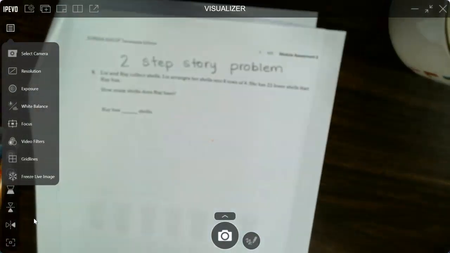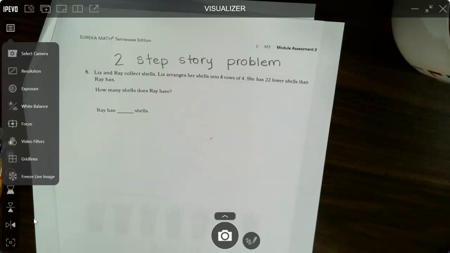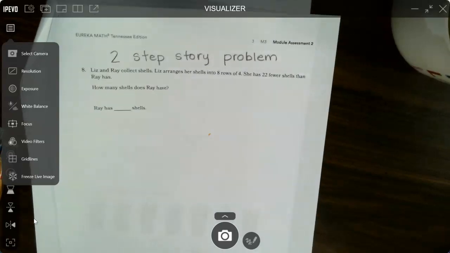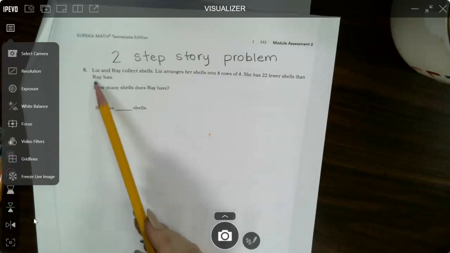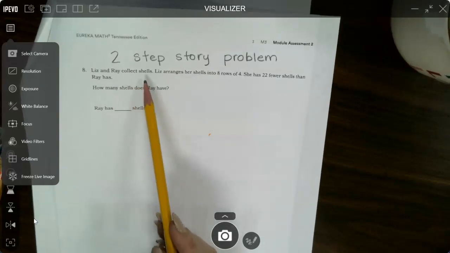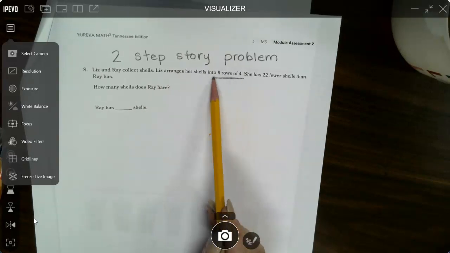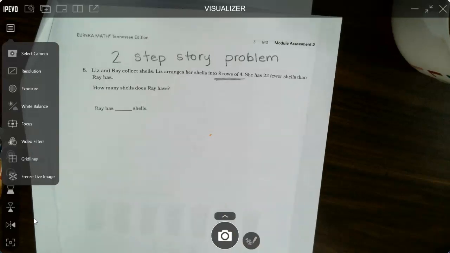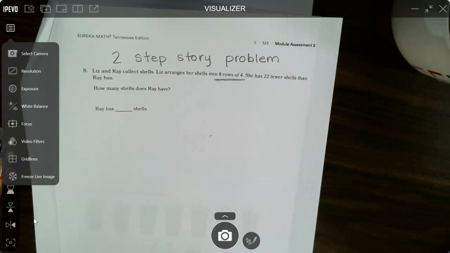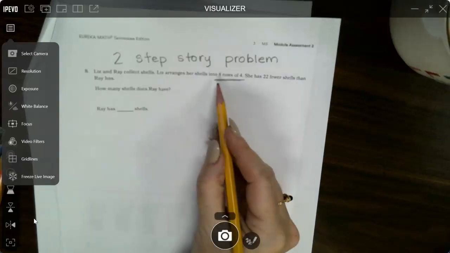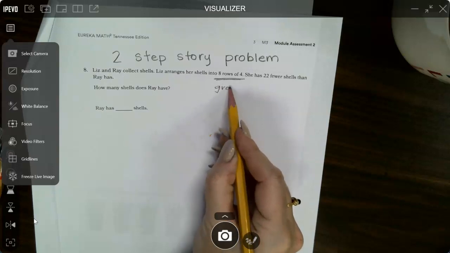All right, our last story problem is actually 2 steps, meaning that students are probably going to have to use 2 different operations or 2 different equations in order to solve this problem. It says, Liz and Ray collect shells. Liz arranges her shells into 8 rows of 4. And one of the things that we have talked a lot about in 3rd grade this year is how in multiplication, rows often is a word we see representing groups. So I could read this as 8 groups of 4.